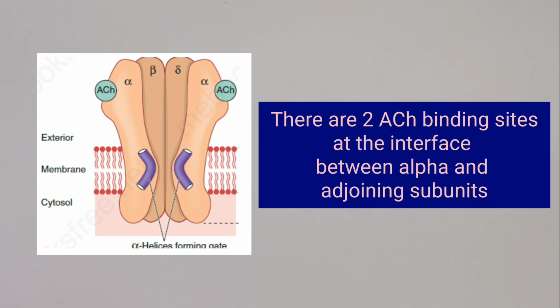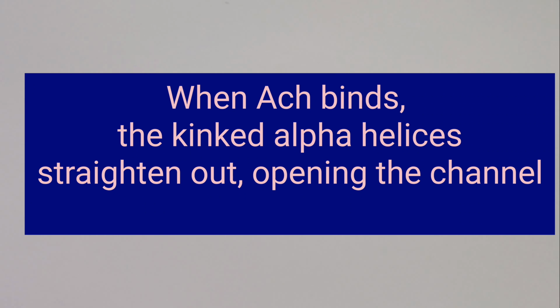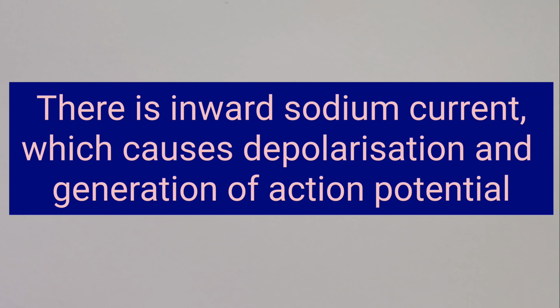When acetylcholine binds, the kinked alpha helices either straighten out or swing out of the way, thus opening the channel pore. This results in a net inward current carried mainly by sodium, which depolarizes the cell and increases the probability of generating an action potential.